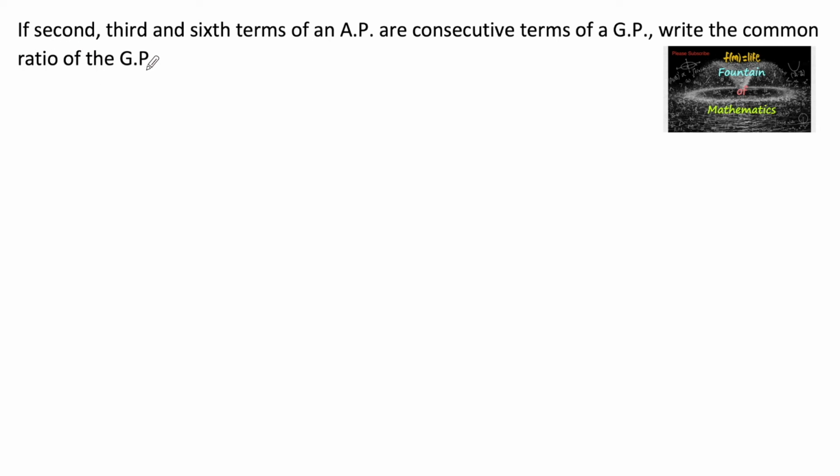If the second, third and sixth terms of an arithmetic progression AP are consecutive terms of a geometric progression GP, then write the common ratio of the geometric progression.